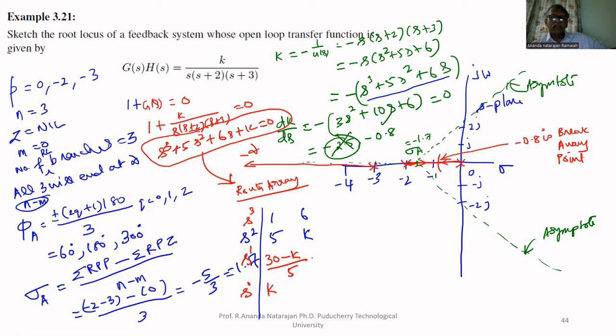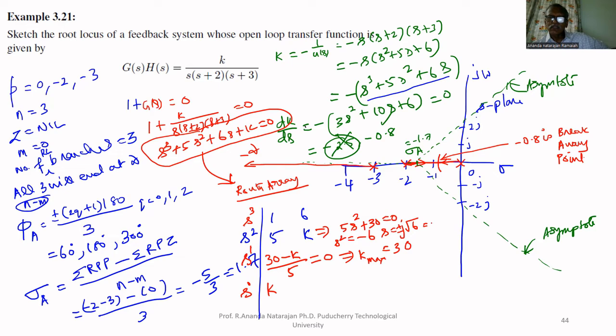How to find the k max? We have to equate the s power 1 row equal to 0. If you equate the s power 1 row equal to 0, you will get k max equal to 30. So substitute that 30 here. You will get 5s square plus 30 equal to 0, or s square equal to minus 6, or s equal to plus or minus root 6. That is j root 6.